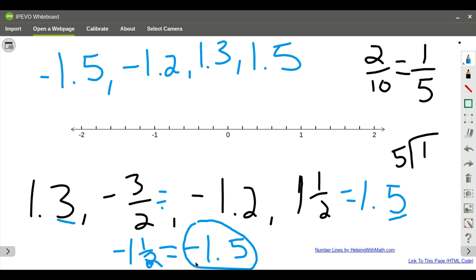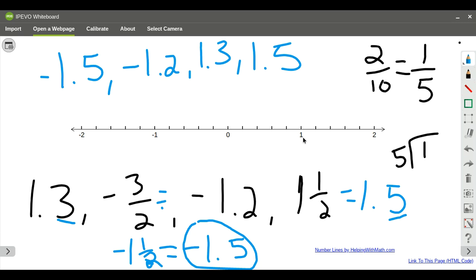So just simply by converting my two fractions into decimals, it was very easy for me to go ahead and get these numbers in order because they were all in the same form. So if I go ahead and do this, and I take a look at my number line and put them on my number line.